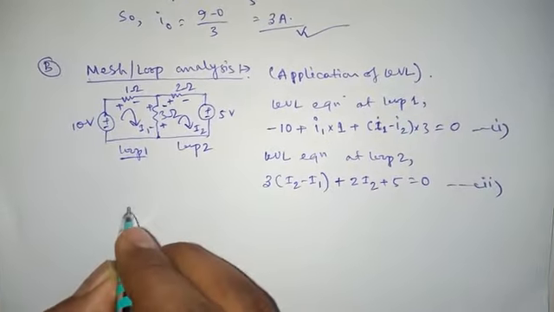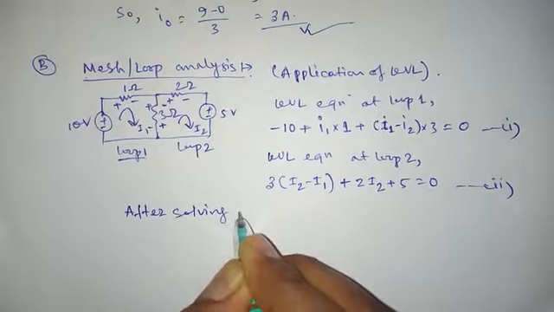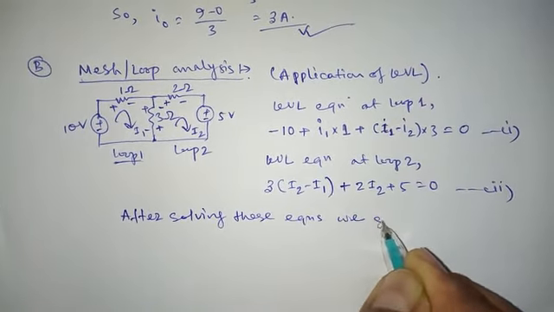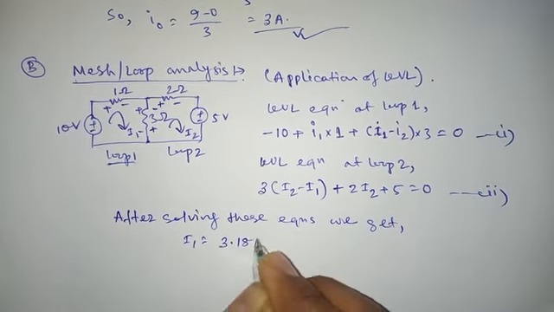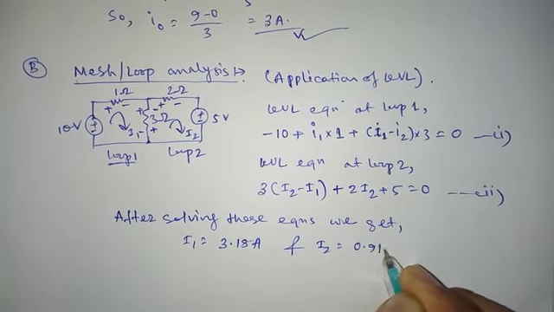After solving these equations, we get I1 equals 3.18 ampere and I2 equals 0.91 ampere.